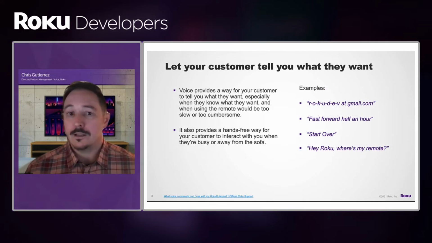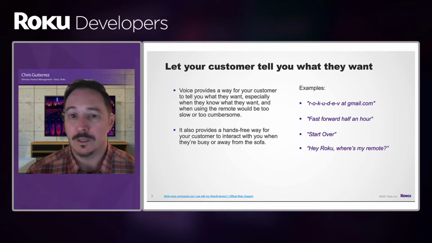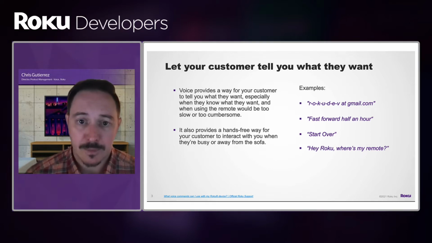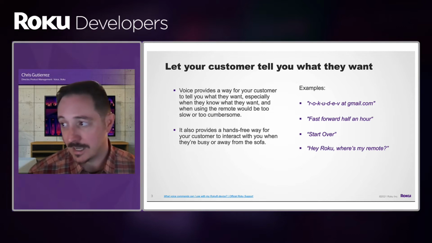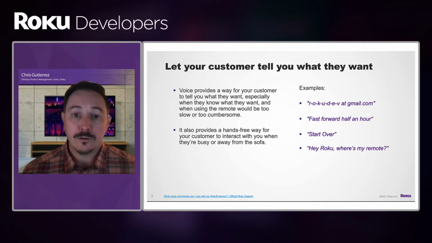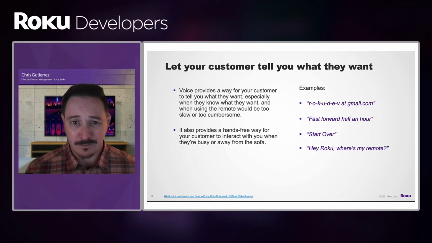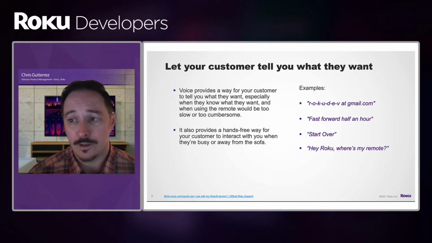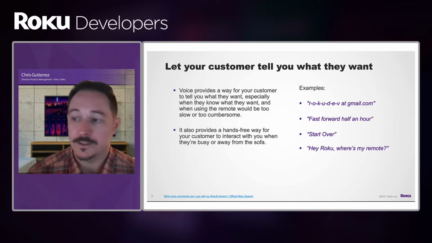And it's particularly helpful in a case where using the remote would be a little bit too slow or too cumbersome. Some good examples of this would be a sign-in process where somebody would enter their email address. With voice, you can just dictate it. So you could say roku@gmail.com. We also provide hands-free support, and that gives you a way for your customer to interact with you when they're busy. Maybe they're doing something with their kids, or they're away from the sofa. And so you could say something like start over or pause.